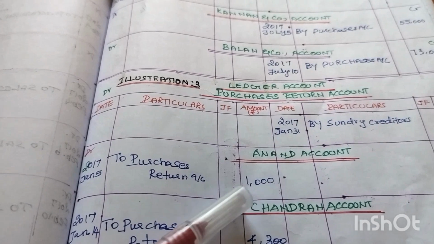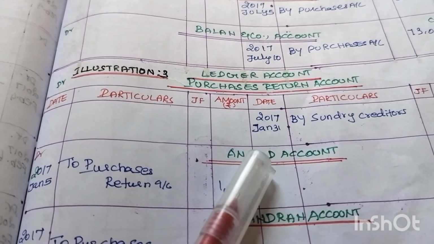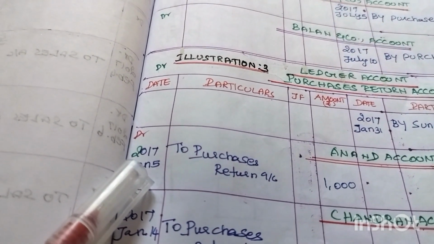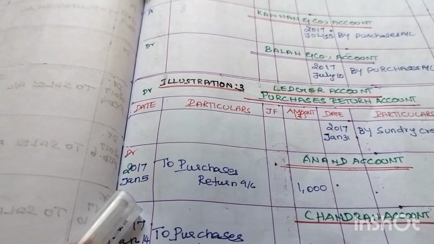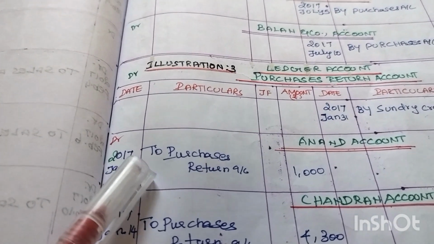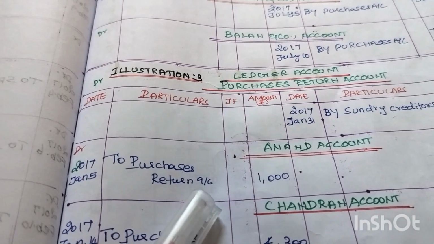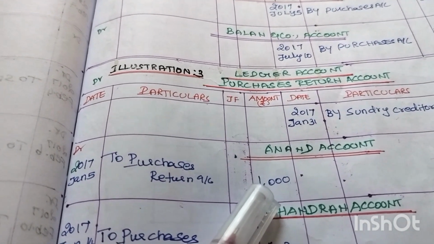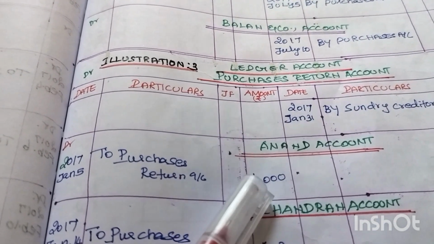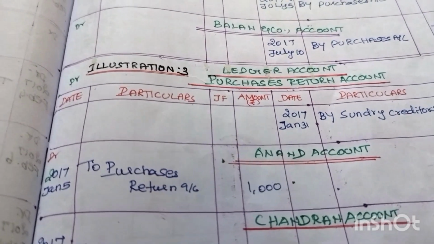So come to the ledger account. You write the name of the account on the top middle of the ledger account. Anand account is on the debit side. So you go to the debit side, dated 2017 January 5. What is the opposite account from the Anand account? Purchases return account. Okay. So always you start with 'To' on the debit side. So to purchases return account. How much worth of goods did you return to Anand? 1000 rupees worth of goods. So enter the 1000 rupees in the amount column. So Anand account is posted into the ledger account.